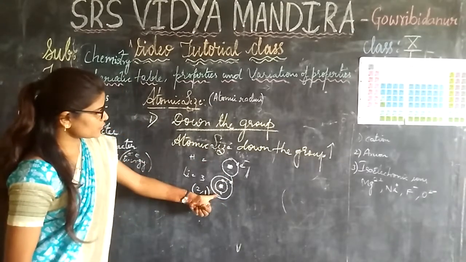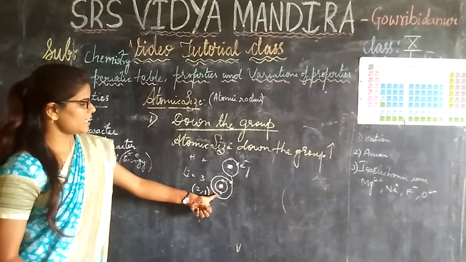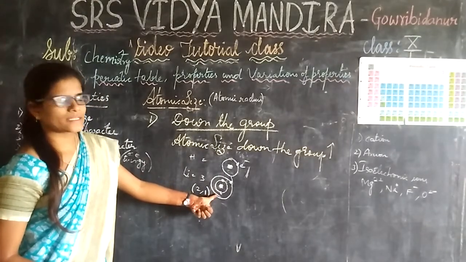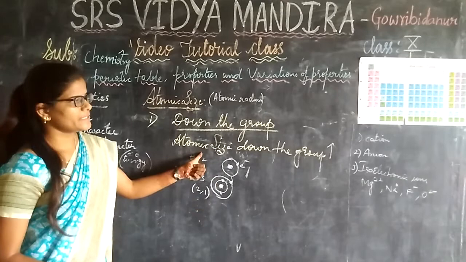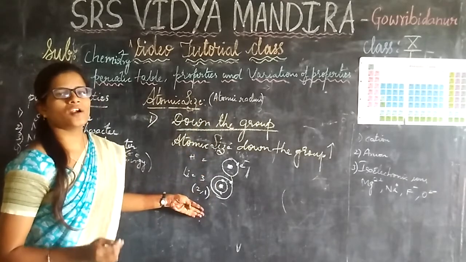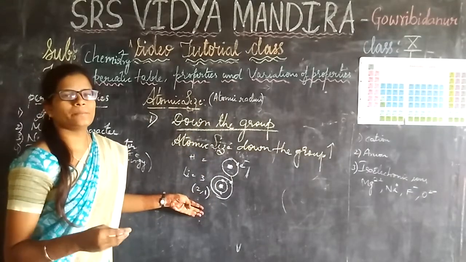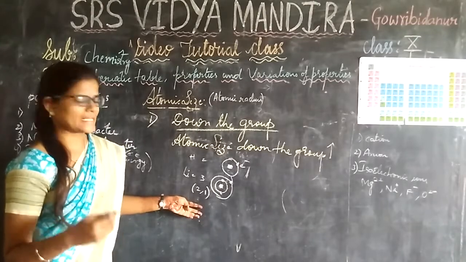See here, compared to this, the size of this shell in case of lithium increases with the atomic size. Down the group, the atomic size always increases because the number of shells goes on increasing.